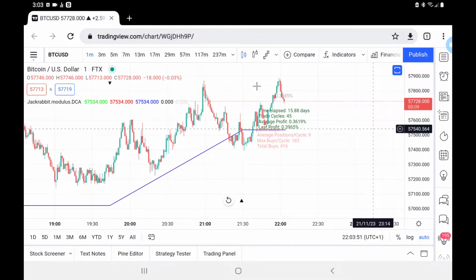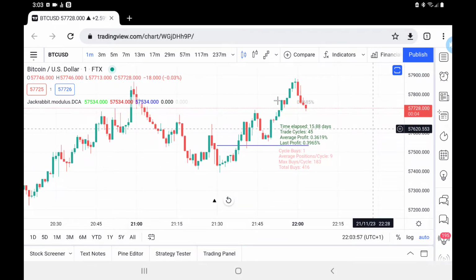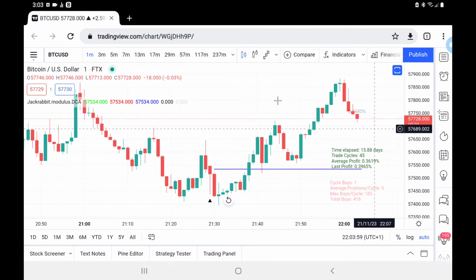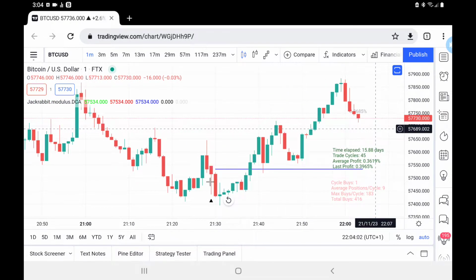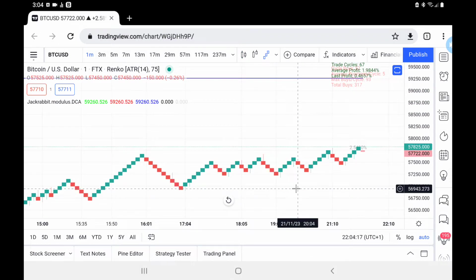Now, bear in mind this chart. Let's zoom in a little bit. We have the standard candles. Now I'm going to switch to a candle style called Renko. Now you'll see your average profit is 1.9% with 67 trade cycles.